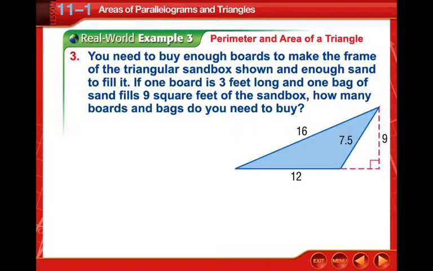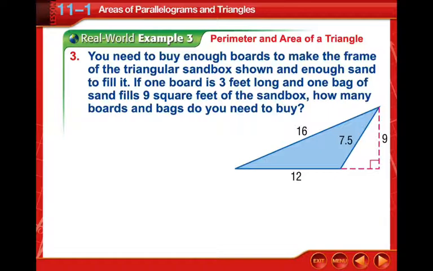So what we need to do, once we figure out what the area and perimeter are, we need to divide those by the respective numbers. So area is going to be the 9 square feet. We divide it by 9, we'll figure out the number of bags we need. The perimeter, we divide by the 3 feet long boards, and we have to round up, because you can't just buy a portion of a board, or bag for that matter. So we'll just have to round up for both of them, regardless of what the decimal is.